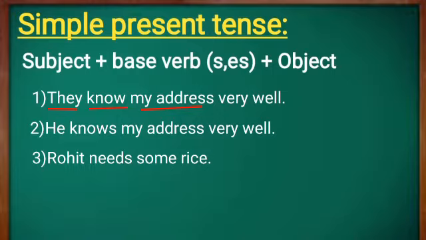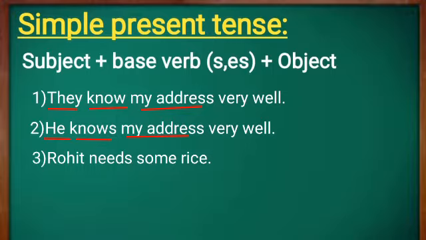So the answer that we get is my address. That's why my address in the sentence is the object. In the first example, we did not use any s or es suffix with the verb know because the subject is they, and it is a plural subject. Now, in the second example, he is the subject, knows is the main verb, and my address is the object.